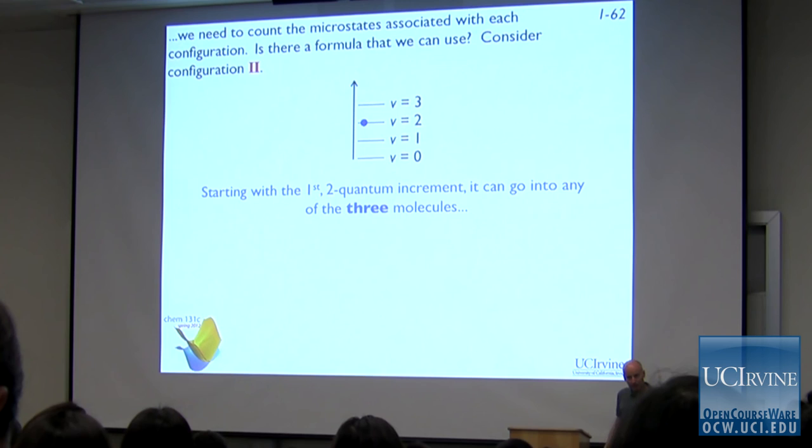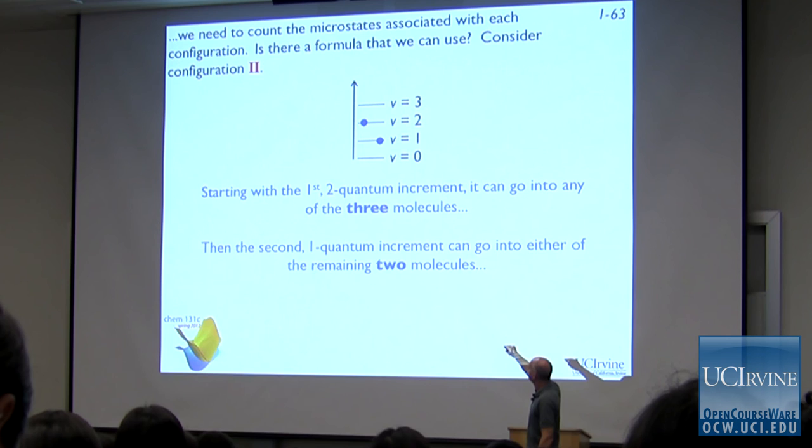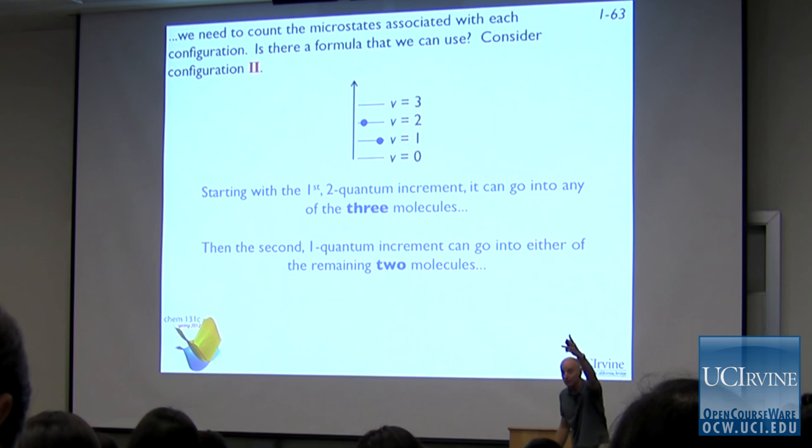Starting with the first, the two-quantum maker may go in. Okay, so let's look at this one. Let's say I want to put a two quantum, I want to occupy B equals 2. I can put it in there, or I can put it next to it in B, or I can put it into C. In other words, there's three ways that I can put that first quantum, that first B equals 2, into these three molecules. I can go to molecules A, B, or C.